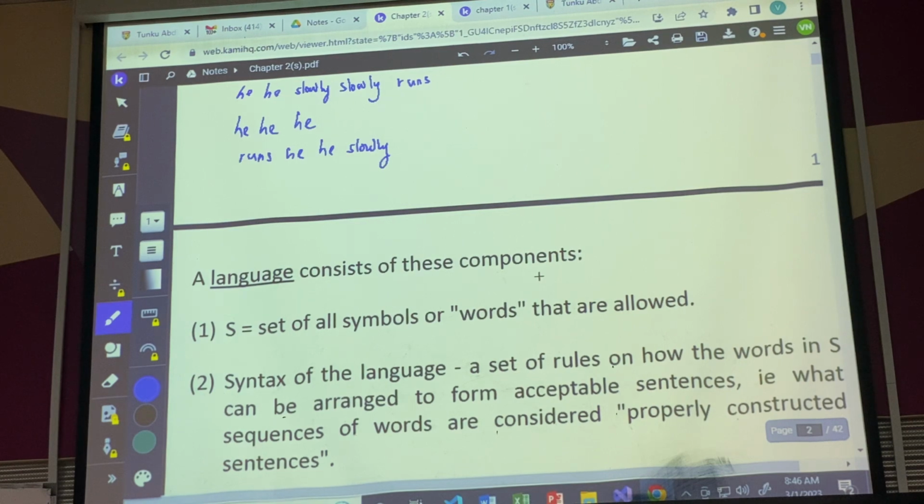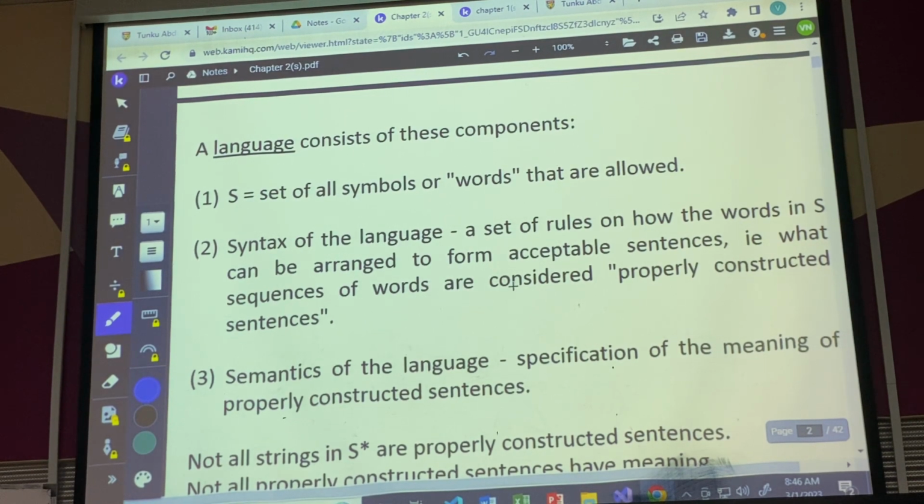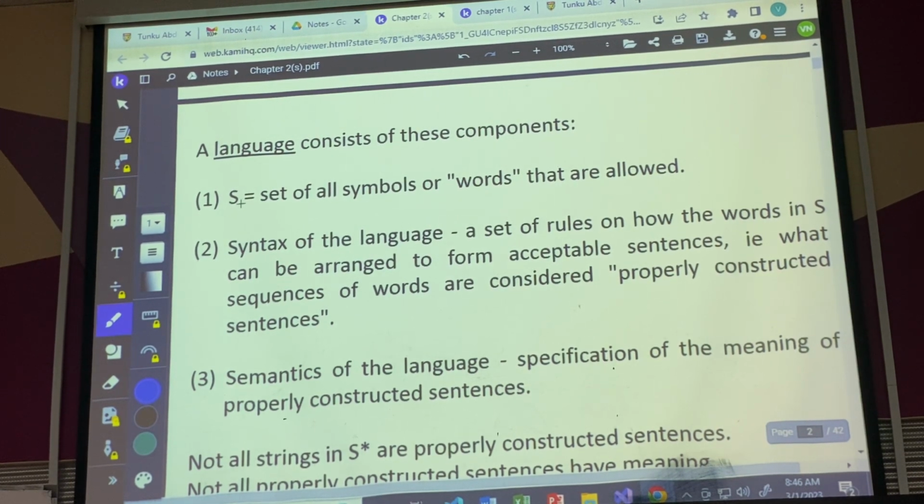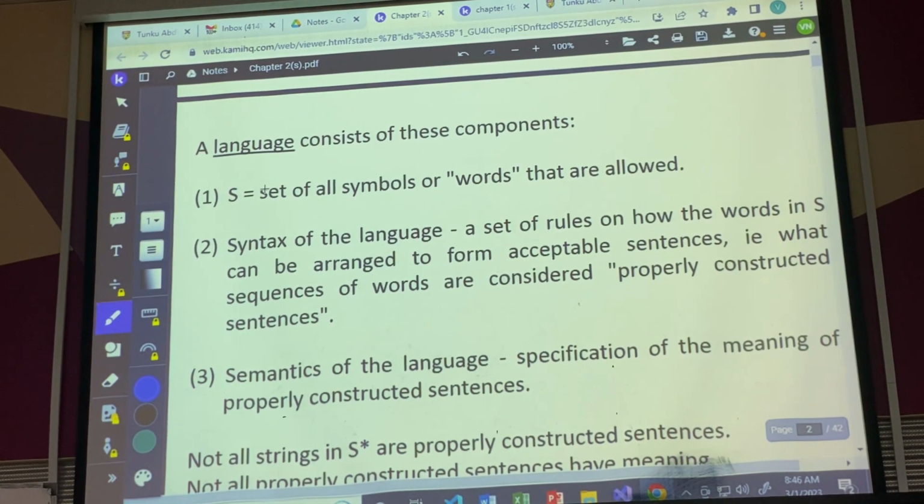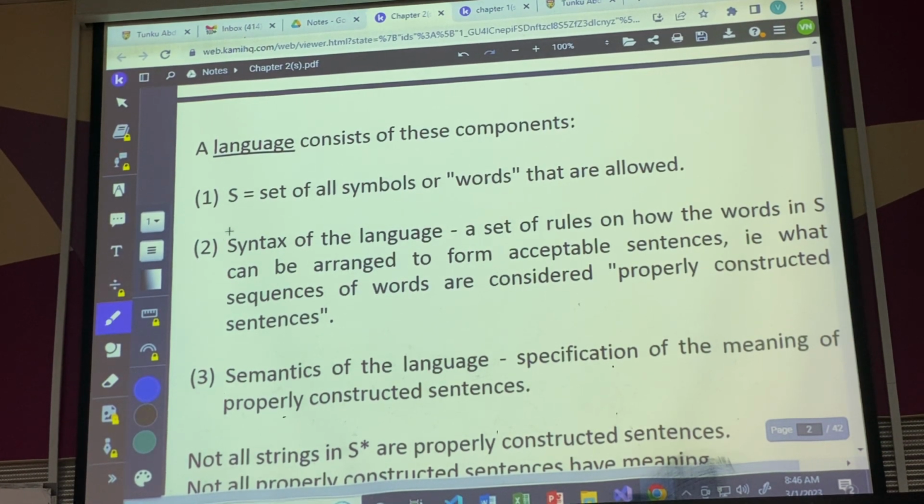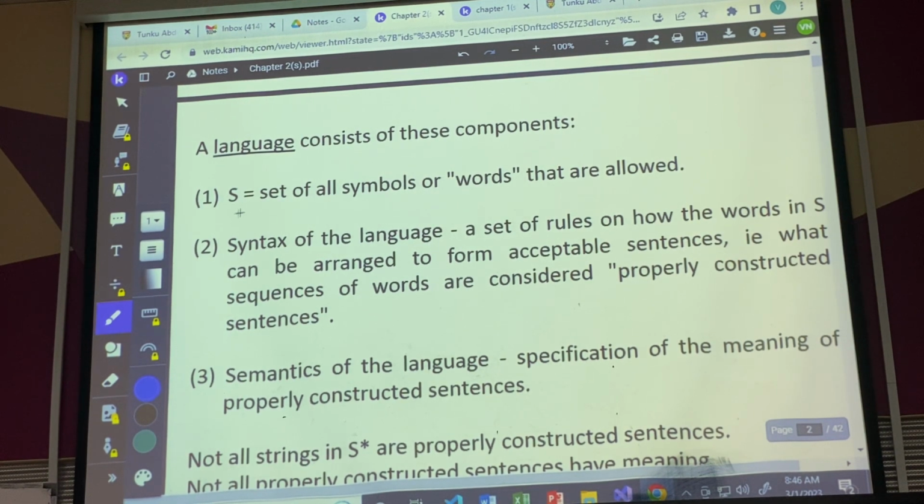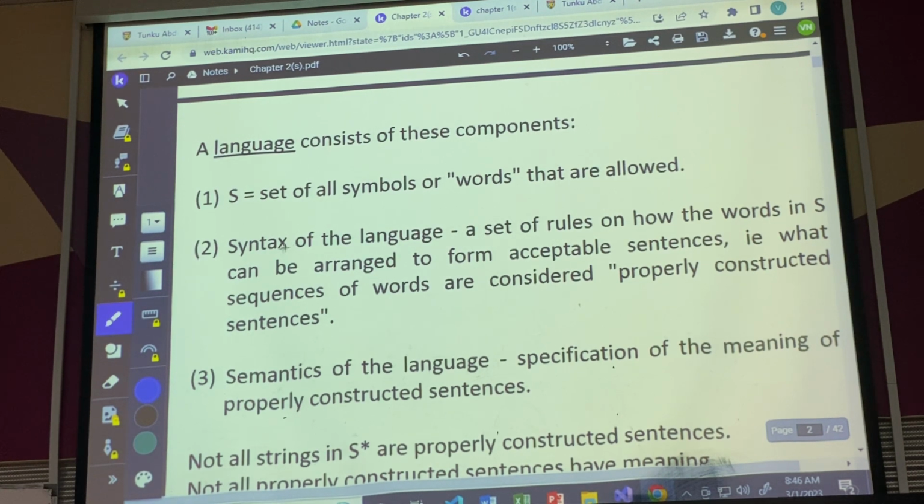Now, if we want to know the language, we must have these 3 basic components to get a correct sentence. First, we need to know what the words are that we will use to form the final sentence. Normally these are in the set S. The second one is you need to know the syntax of the language. Like when you learn English, you need to know what is the correct sentence, when you need to put the noun, when you need to put the verb, and so on. So this is the syntax of the language.